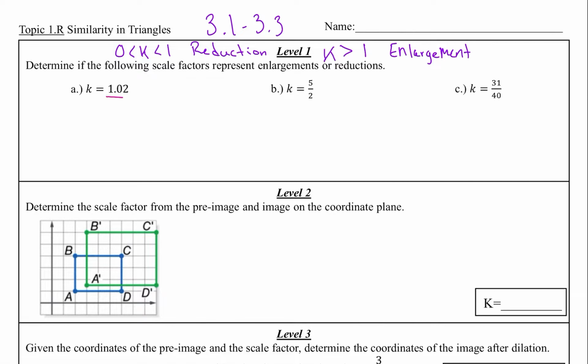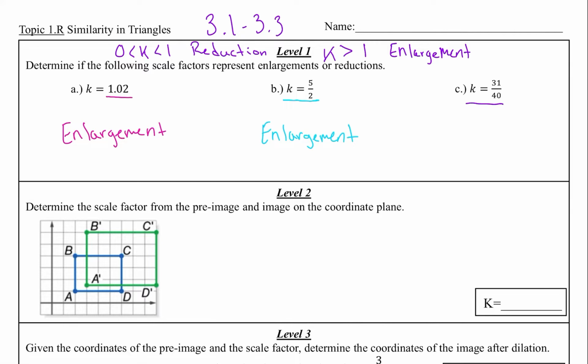So this first number right here says that we've got 1.02. That is clearly larger than 1, so we know it is an enlargement. On this one here, we've got 5/2. The easiest way to do fractions is if the top number is bigger than the bottom number, it's an enlargement. It's bigger than 1. But if the top number is smaller than the bottom number, it's less than 1, so it's a reduction. So in this case, since the top number is bigger, we know that the whole thing is bigger than 1. So we have an enlargement.